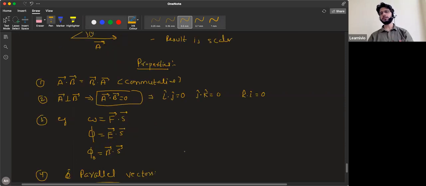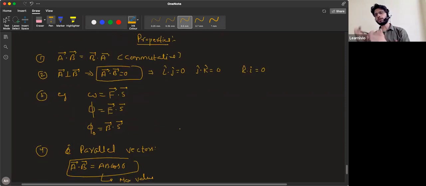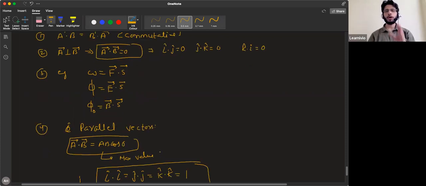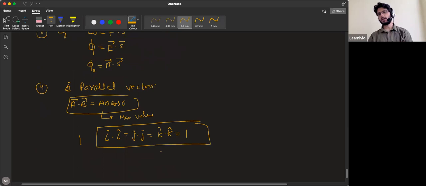So you should keep these results in your mind that i dot j, j dot k, k dot i are mutually perpendicular, so their dot product is 0. While i dot i, j dot j, k dot k are identical vectors, so their dot product would be 1.